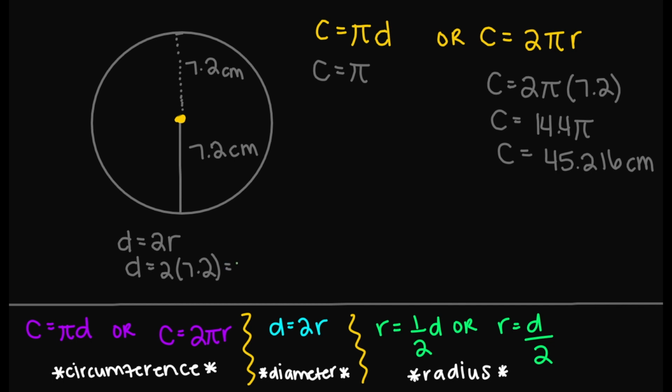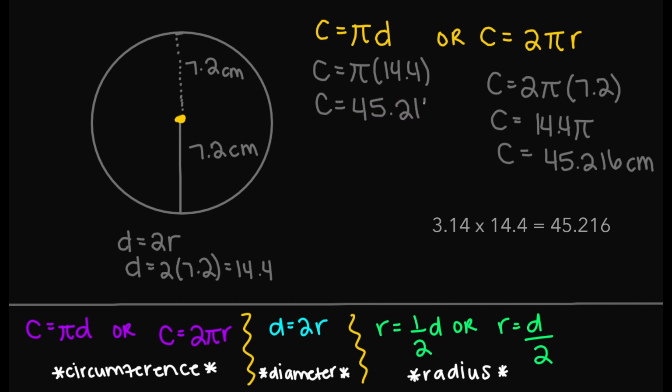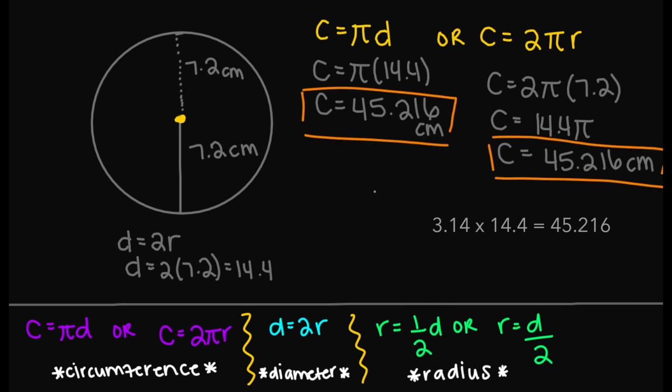And this is going to give you 14.4. So my diameter is going to be 14.4. And then if you do 14.4 times your pi, you're going to get approximately 45.216 centimeters. And this is your answer here. Remember, if you have to leave your answer in pi form, it's going to be 14.4 pi.